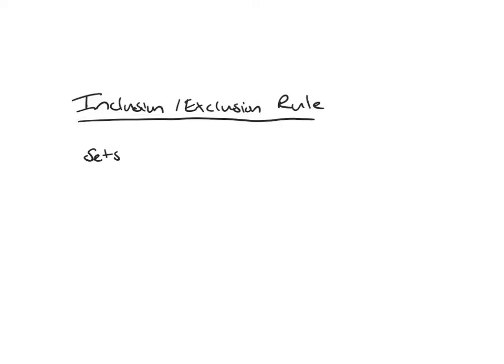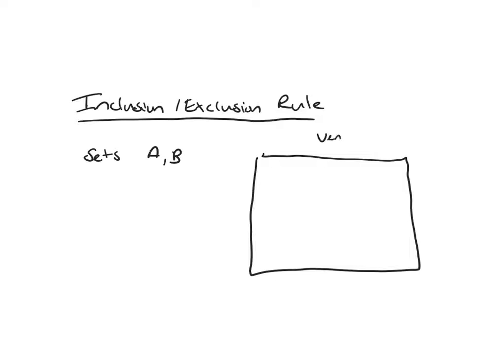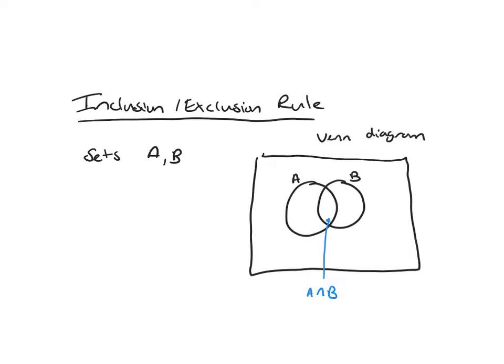But now we're going to look at two sets, A and B, and we're going to assume that they possibly have some things in common. So I'm going to draw what's called a Venn diagram to represent these sets. So here's my set A, here's my set B, represented by these circles, and then if I look at this middle part here, this is the overlap. So this would be A intersect B.